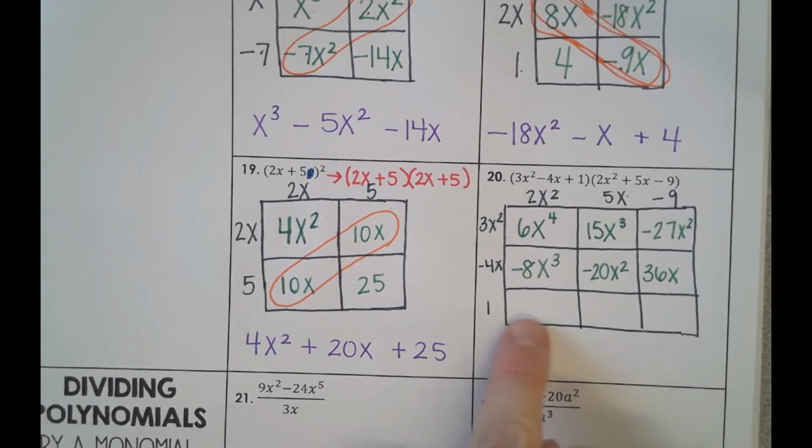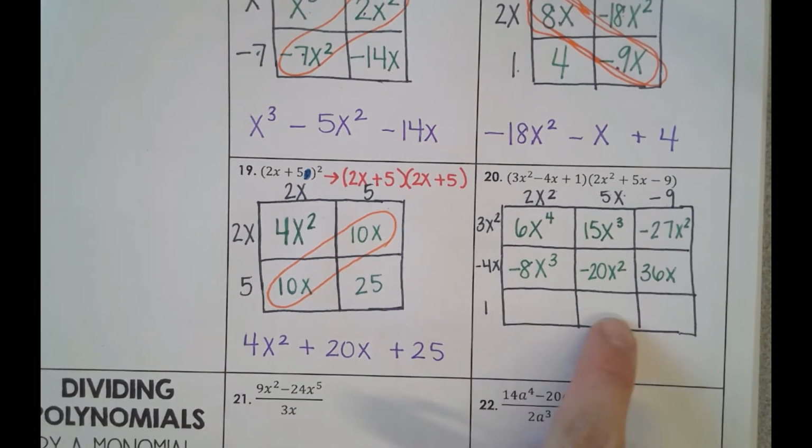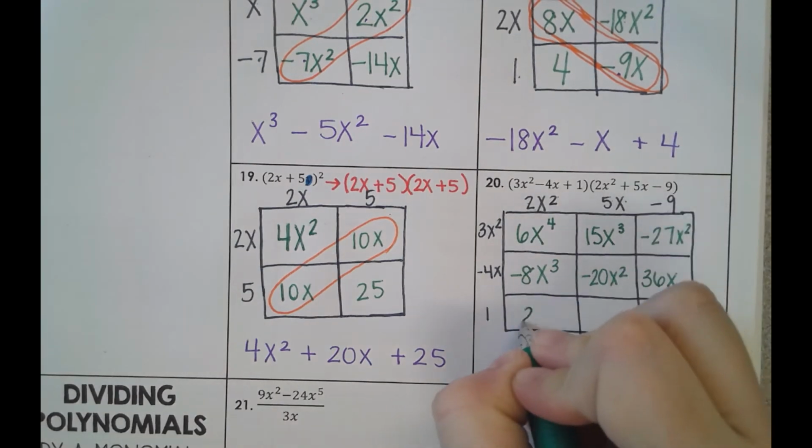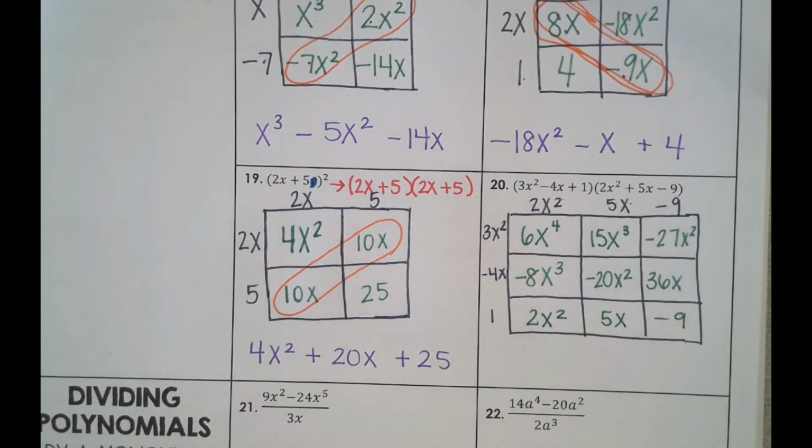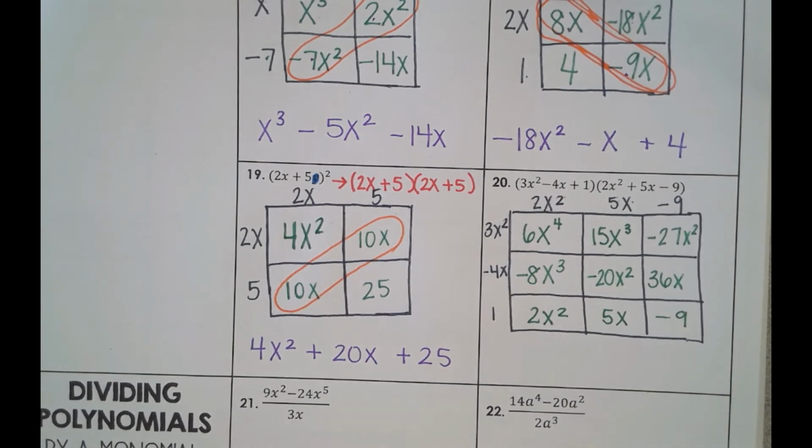And then my last row, I'm multiplying by 1. So you can just rewrite the top. 2x squared, 5x minus 9. Because when you multiply by 1, it doesn't change anything.